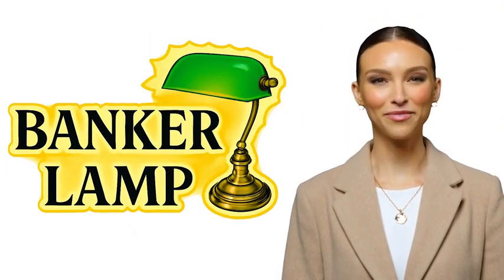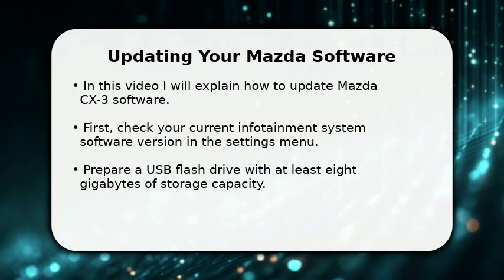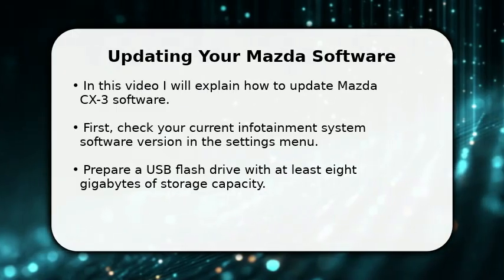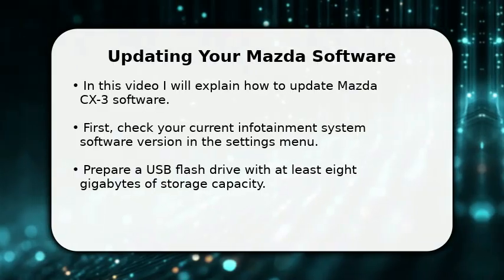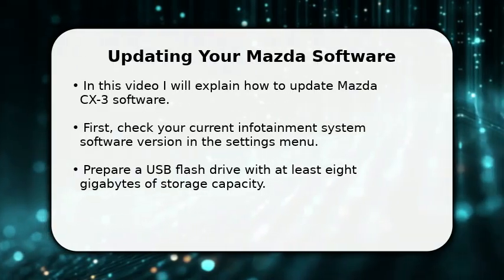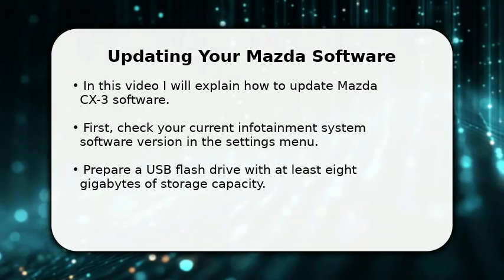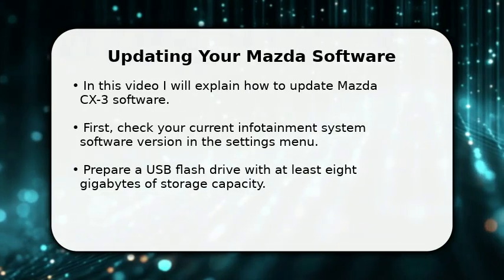Please enjoy the video. In this video, I will explain how to update Mazda CX-3 software. To begin, you will need to check your current infotainment system software version, which is found within the Settings menu. This step is important for determining the correct update files.